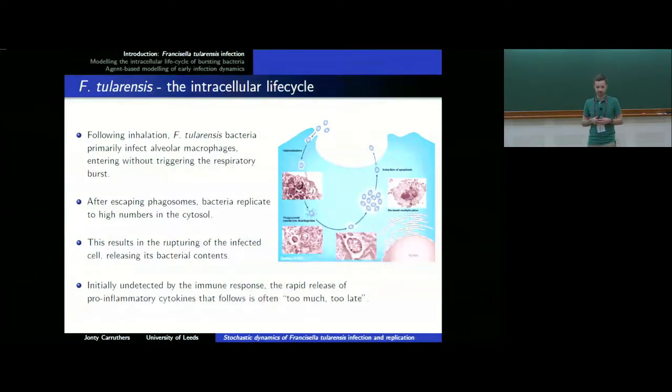And then it's got a number of mechanisms that it uses to make sure it gets all the nutrients it needs to replicate, and it can replicate to quite high numbers. Ultimately what you get is the death of the cell, and potentially hundreds of bacteria being released from this cell, and they'll go on and infect other cells and disseminate to other organs around the body. With Francisella infection, sometimes it's referred to as a stealth pathogen. It can be undetected by the immune response for up to 72 hours. And then you just get this surge in a pro-inflammatory response, which is just too much and too late.